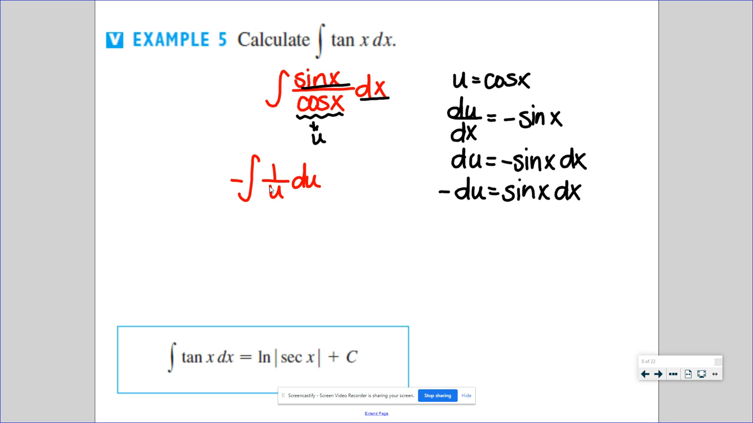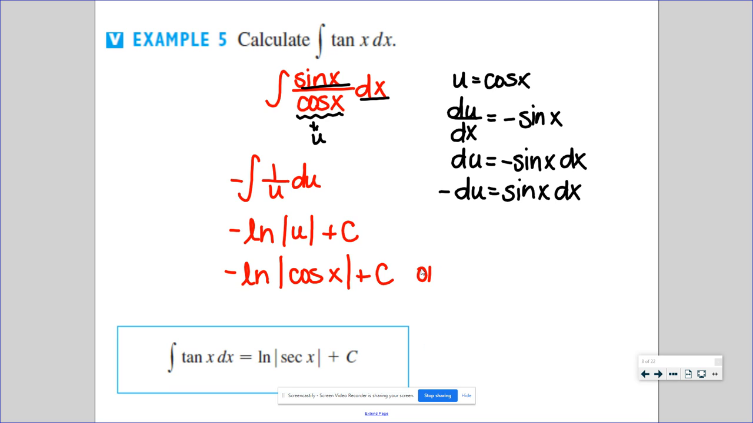Okay, the antiderivative step is next. The antiderivative of 1 over u is ln of u. Plug your u back in. You get negative ln of cos x. Now, technically speaking, this answer is correct. It is not the same as the answer you see down here.